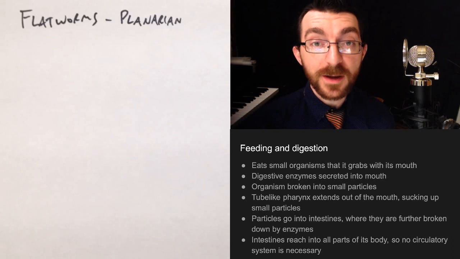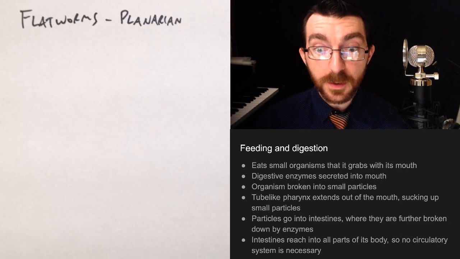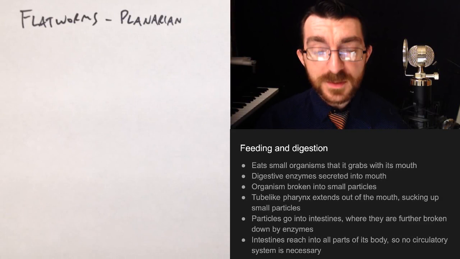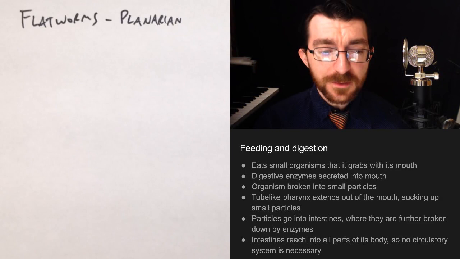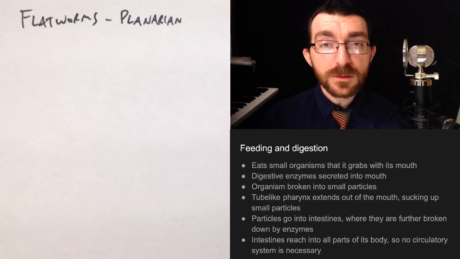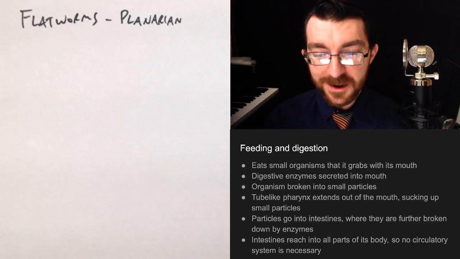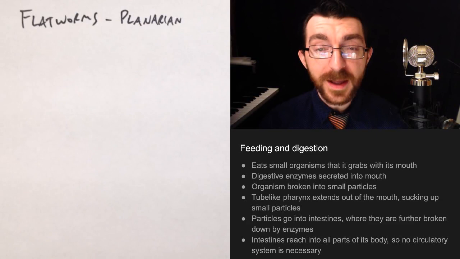So that organism is broken into small particles, broken down by the digestive enzymes. And then a tube-like pharynx extends out of the mouth, sucking up small particles. So it's almost like a combination of cleanup. Imagine that the digestive enzymes are kind of like spraying it with some sort of cleaner, and then it uses a vacuum to suck it up. Okay, so the particles go into the intestines where they are further broken down by enzymes. No stomach, just straight to the intestines.